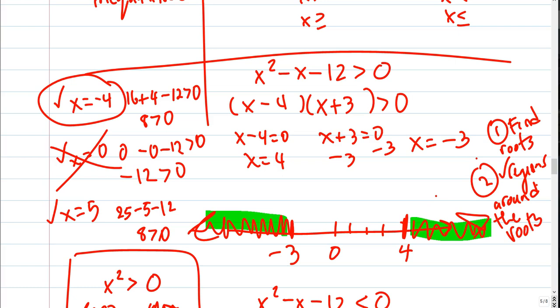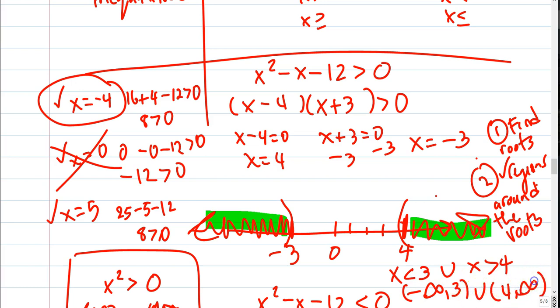Last thing, and we've done this before, what symbols will we use? Well, because it was not an equal to, instead of a bracket, we use parentheses. So technically, now that I have this graph, we could write the solution a couple ways. We could write this as x is less than negative 3, or x is greater than 4. And we could write our answer as an interval from negative infinity to negative 3, or 4 to infinity. Okay? None of this is new, but basically I'd be looking for all 3 of these solutions.